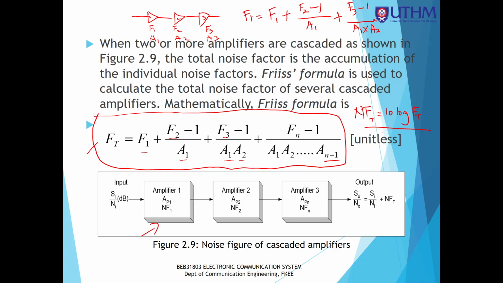That means gain in terms of unitless, F also unitless. Don't put decibel. Everything inside this equation must be unitless. Don't put decibel parameter inside this equation, otherwise you will produce the wrong answer. Be careful. Saya dah ingatkan banyak kali. I already remind you many times. Make sure that all parameters inside the Friis equation must be unitless parameter.